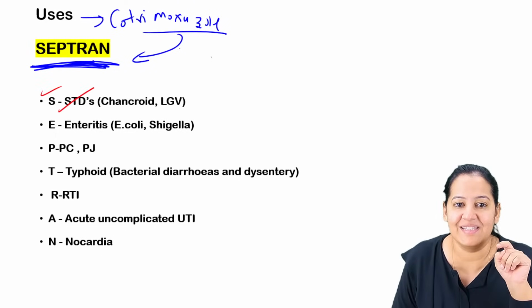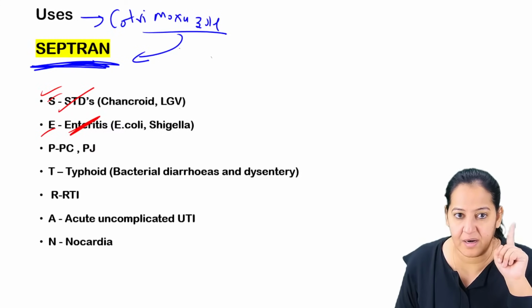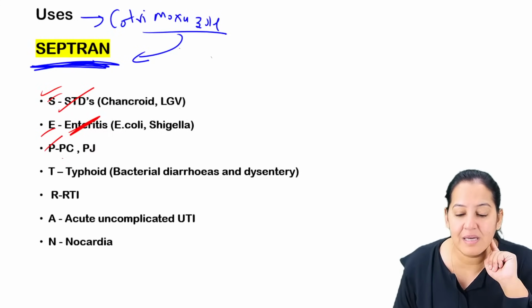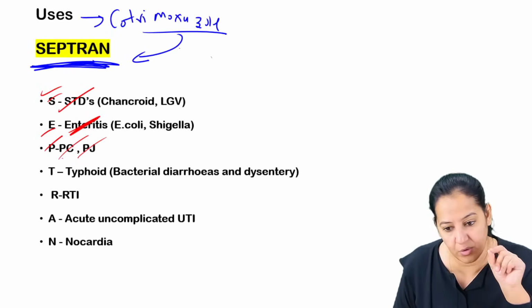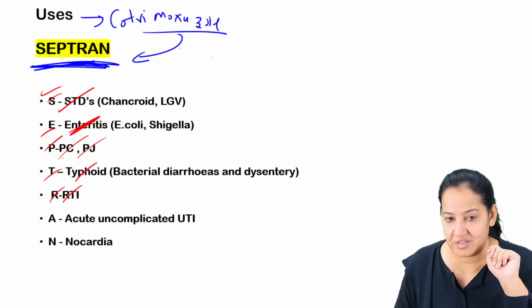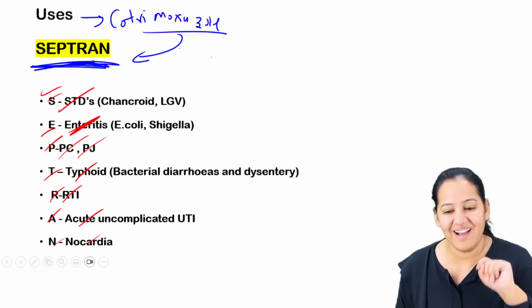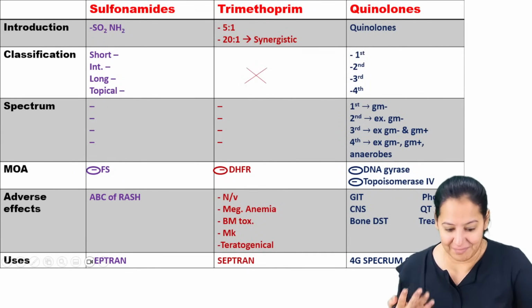S stands for STDs. It is given in STDs, sexually transmitted diseases. E for arthritis. P for Pneumocystis carinii and Pneumocystis jirovecii, you know, the fungus. T for typhoid. R for respiratory tract infection. A for acute UTI and N for Nocardia. Just read the mnemonics. At least you will get something in the exam to do.